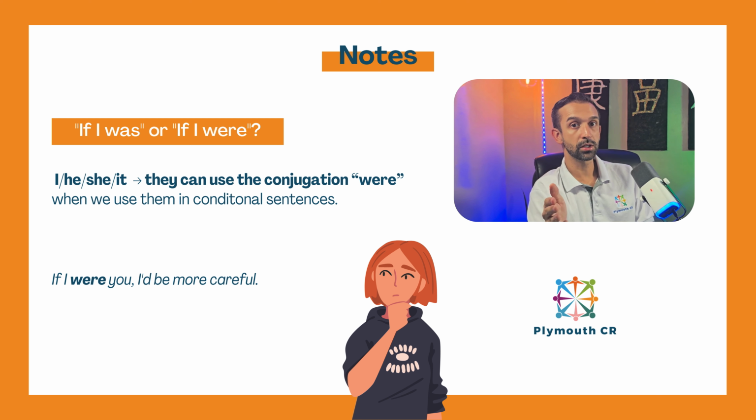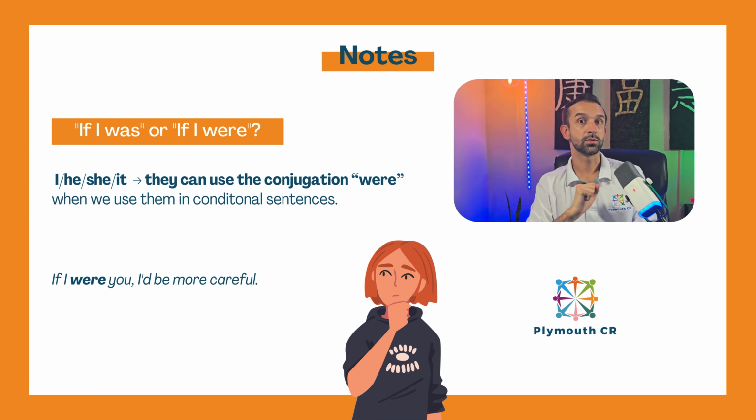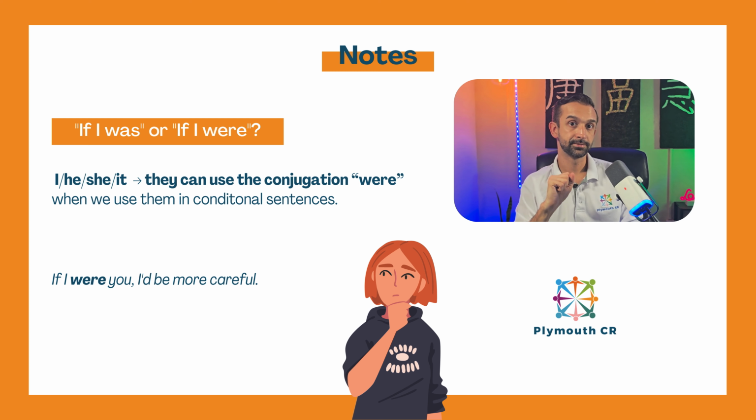Now, these notes are important. Remember that I, he, she, and it are allowed to use the verb to be with the form or conjugation were for the conditionals, okay? So I can easily say, if I were you, I would be more careful. Or if she were an artist, she would be very famous, okay? So in these cases, they are allowed to use that form of the verb to be.